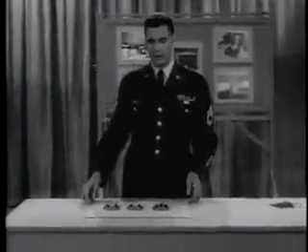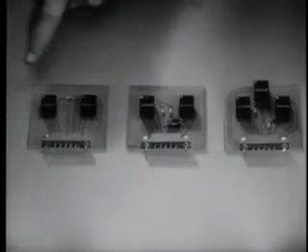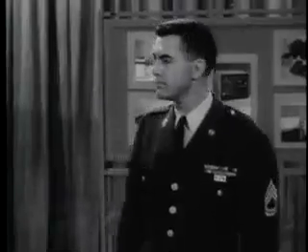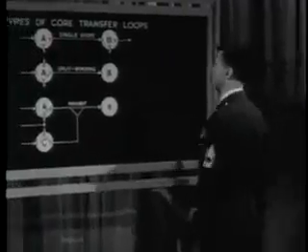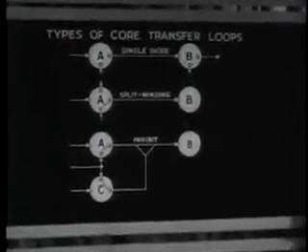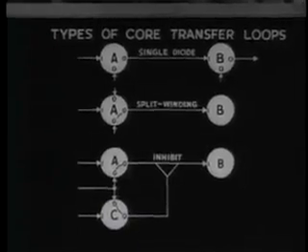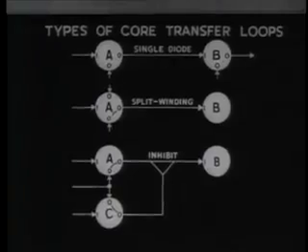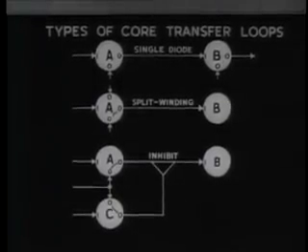They are small and lightweight, so that a lot of them can be put onto a circuit panel. And they are rugged. The single diode, split winding, and inhibit transfer loops are, in a very real sense, the building blocks of an automatic data processing system.